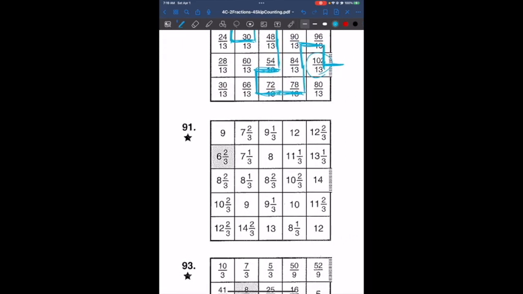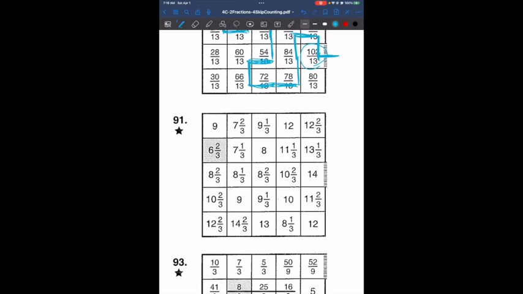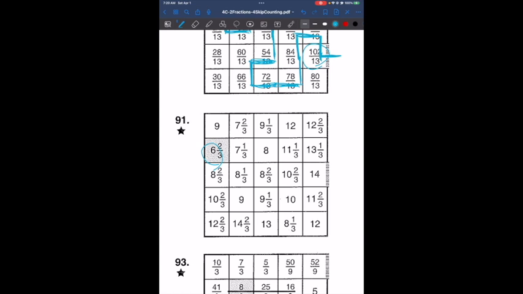Now we're going to look at problem 91, which is a little more complicated because we have mixed numbers now. We have 6 2/3, and we have our exit at 14. If we go this way, we're going from 20 over 3 to 22 over 3. So we're basically skip counting by 2 over 3. And 7 1/3 can be rewritten as 22 over 3.